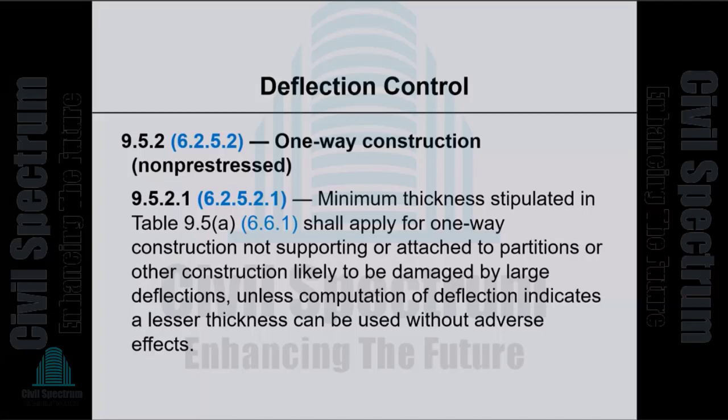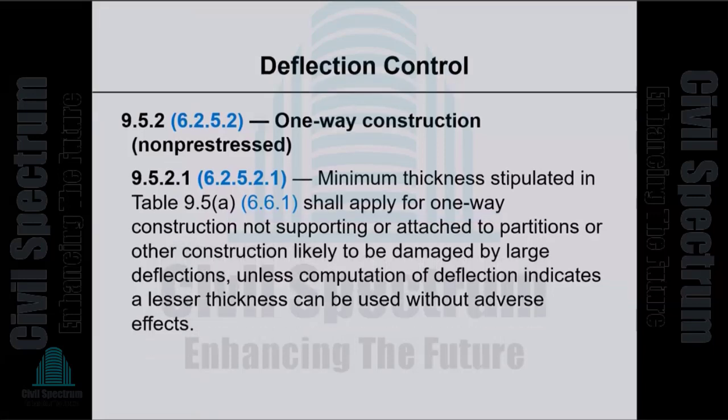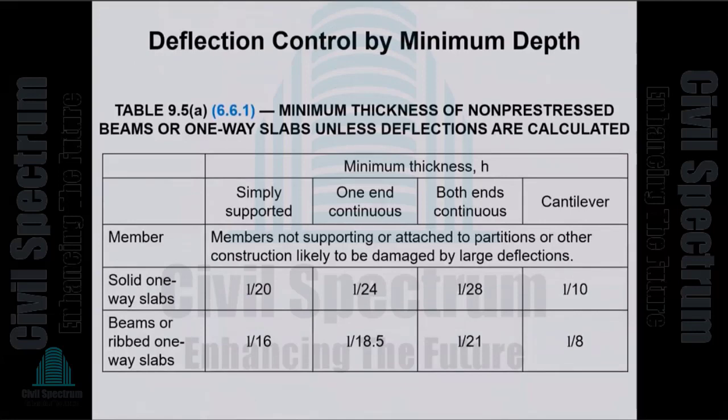So, deflection control, first of all, one-way construction, non-prestressed one-way construction. The way ACI does it is if you provide the minimum thickness, then you shouldn't have deflection problems. Okay, there are no assurances, but that's kind of the implication. So if you provide a minimum thickness, you do not have to do deflection calculation or anything like that. And the minimum thicknesses are given by this Table 9.5A in ACI 318, and 6.6.1 in BNBC 2020.